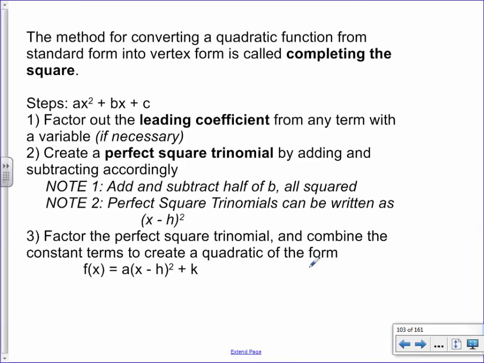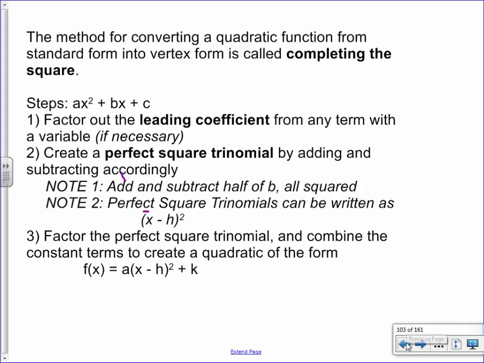Step 1. If necessary, factor out the leading coefficient. In the example I just did, the leading coefficient was 1, so I didn't have to worry about it, but you might. Second step, you have to create a perfect square trinomial by adding and subtracting accordingly. The rule for this is to find your b value, find half of it, and then square it. So we had 10. Cut 10 in half was 5. Square 5, it was 25. You're going to add and subtract 25. The first half of the expression should be a perfect square trinomial. The second half should be just two numbers that go together, and that's where your k value comes from.